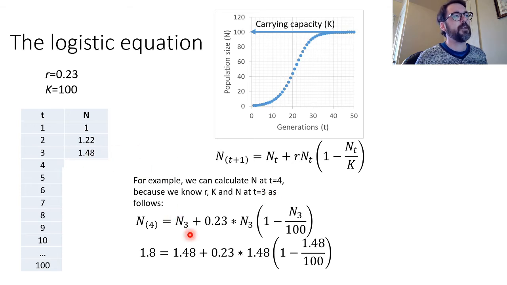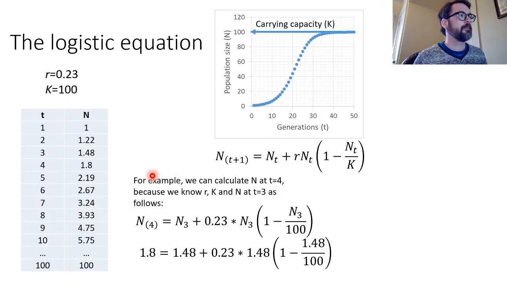So that's easy, right? We've got n3 plus R times n3 times 1 minus n3 over 100. Well, we know n3, we know R, we know K. So we just sub in 1.48 for n3, and we get 1.8.